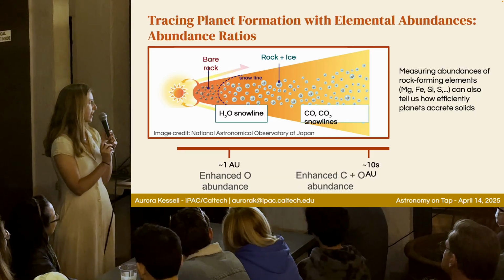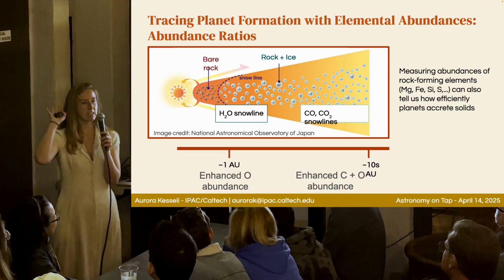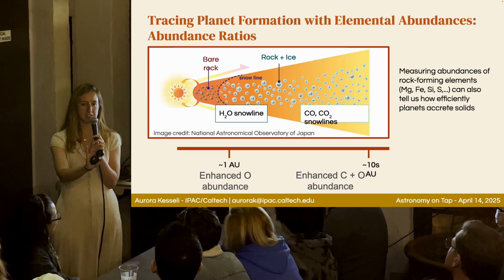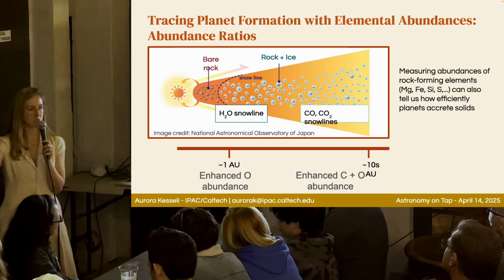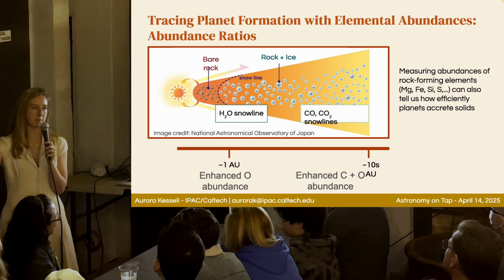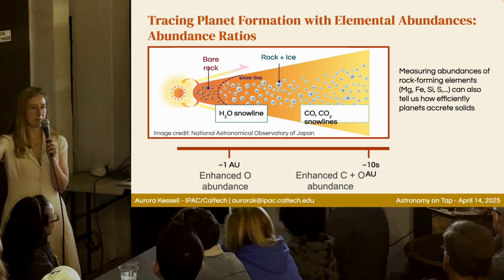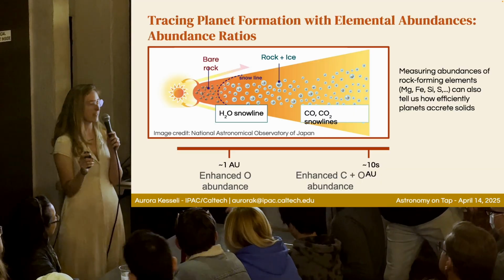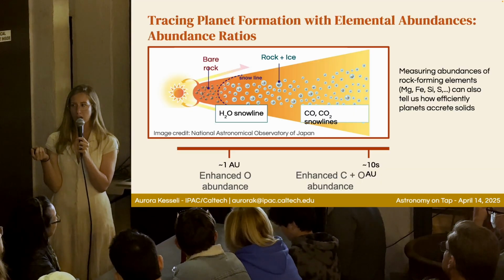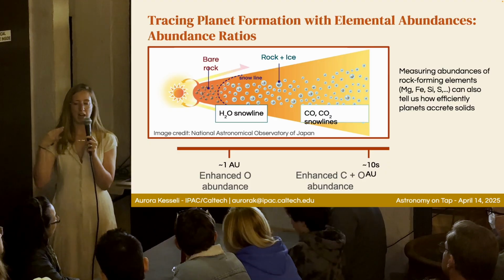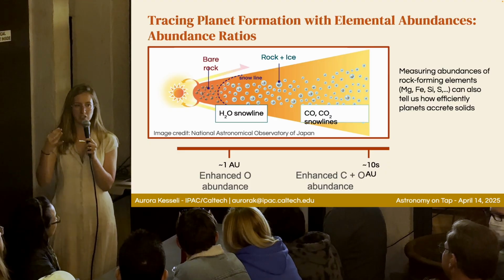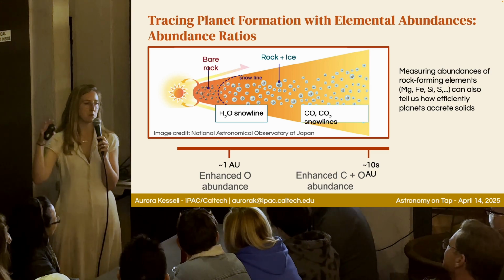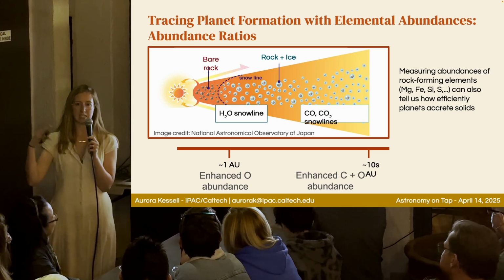So we think that as we move towards the water snow line, the water snow line happens first, and then the snow lines for the major carbon carrier species, so carbon monoxide and carbon dioxide, those happen later. Those happen at cooler temperatures farther out. And so we think that around the water snow line, you would get planets that would have a lot higher abundances of oxygen. And then it's not until later, near the carbon snow lines, that you would get planets that would have higher abundances of carbon.